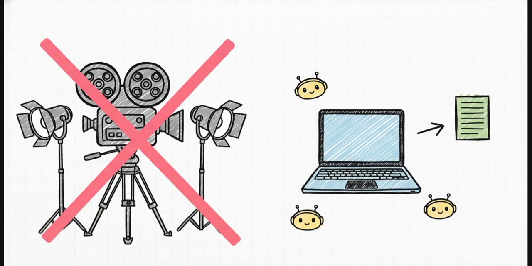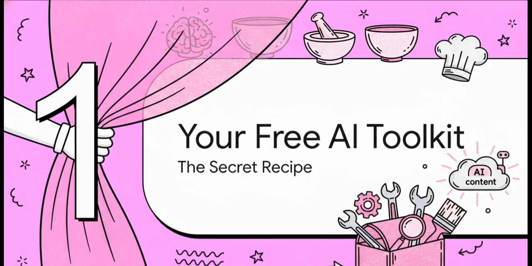And the wild part? This isn't some crazy complex Hollywood animation. Nope, it's a strategy a lot of people are calling YouTube automation. And the whole thing runs on just a few AI tools that literally anyone can get their hands on for free. You don't need a fancy studio, you just need an idea. Alright, so let's pull back the curtain and look at this secret recipe. What's actually in the toolkit you need to make this stuff?